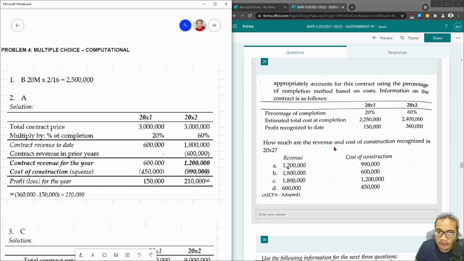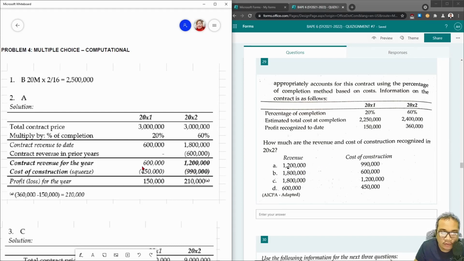Ngayon, meron ka namang profit recognized to date. So, dito yung sa baba. Di ba? Basic. So, meron kang blanco dito. Finill out mo lang yung table, may blanco ka. O, yan yung sagutin mo. Hanapin mo. So, yun. In that case, ang tinatanong, how much is revenue and the cost of construction?